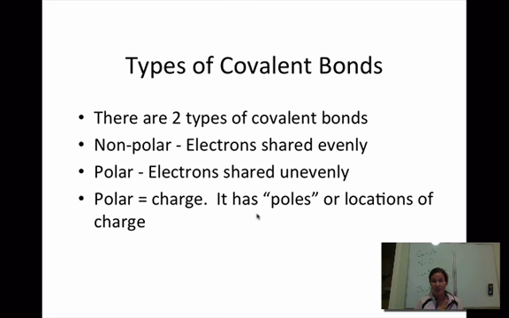Polar, you know, things like the North Pole and the South Pole. Poles are usually locations, and in this case, with polar covalent bonds, what we create are locations with charge. Okay? So a polar covalent bond is a bond that creates poles of charge on the atoms.